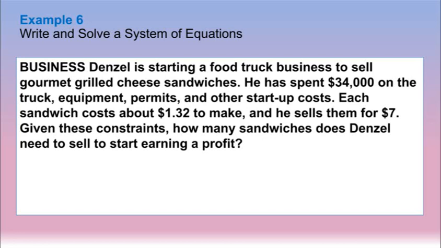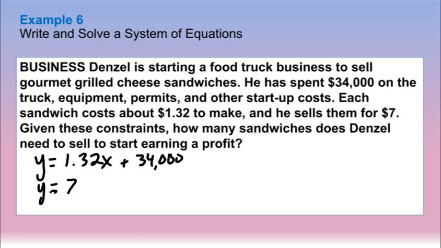So we need to come up with two equations, one for the cost and one for the revenue. For the cost, we have y equals $1.32 per sandwich, plus the $34,000 he spent to start the business. For the revenue, he's selling it for $7 per sandwich. So those are going to be our two equations.